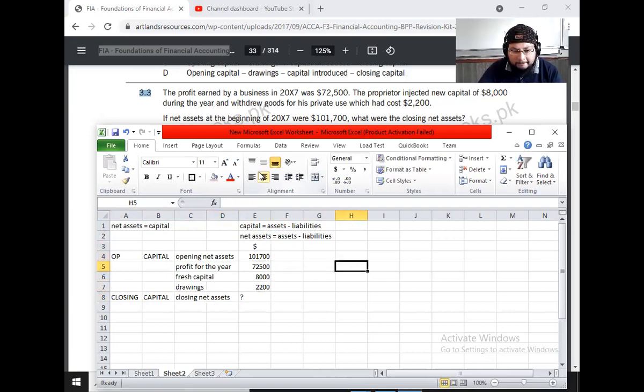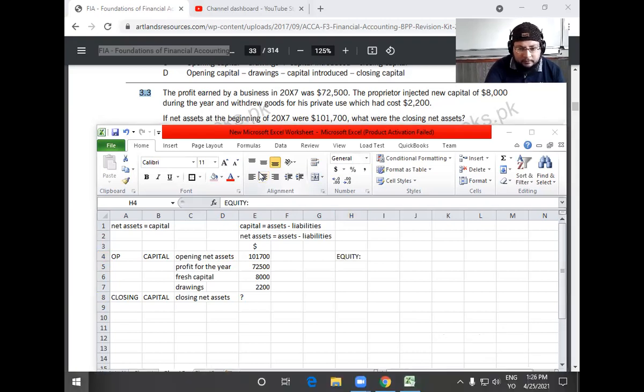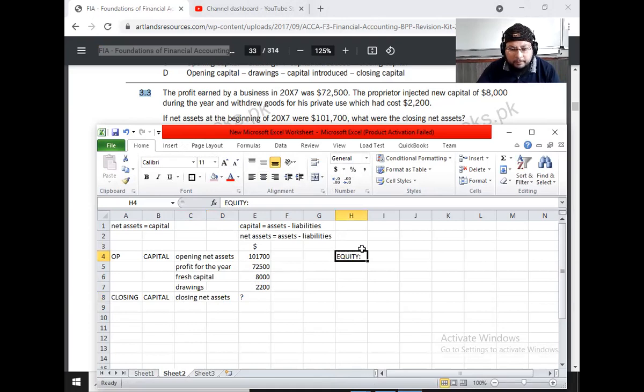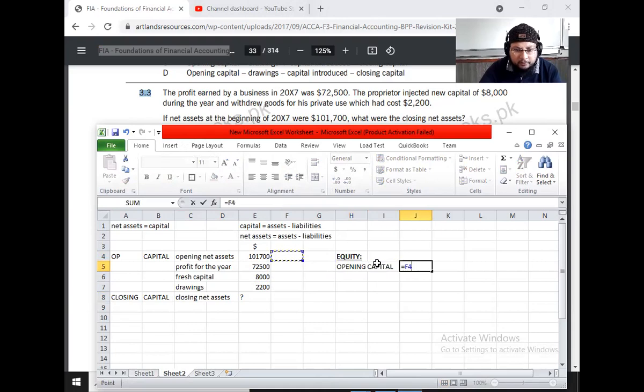As you know, in the balance sheet, when we draw the balance sheet, how do we find out the equity? If you remember, how do we calculate the equity? We will consider the opening capital first, which is at the beginning of the year. So in this question, it is $101,700.